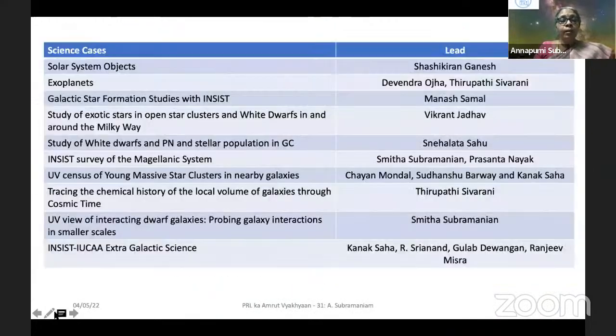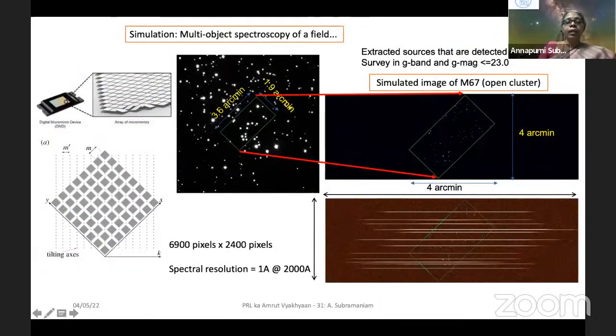The multi-object spectrograph is coming from a DMD. DMD has mirrorlets, and you can operate the mirrorlets, and whatever star falls on a mirrorlet can be flipped to a spectrograph, and that way you basically get the multi-object spectrograph like this. The point is, you normally do multi-object spectroscopy using fiber-fed systems, so that the light falling on the fiber can be fed into a spectrograph.